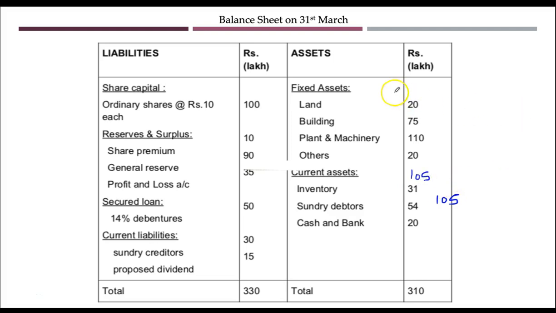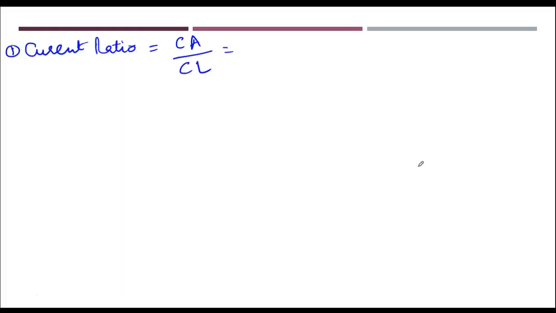And current liabilities are 45, right? 30 plus 15. So this becomes 105 divided by 45, which comes to 2.33. So this is your current ratio.